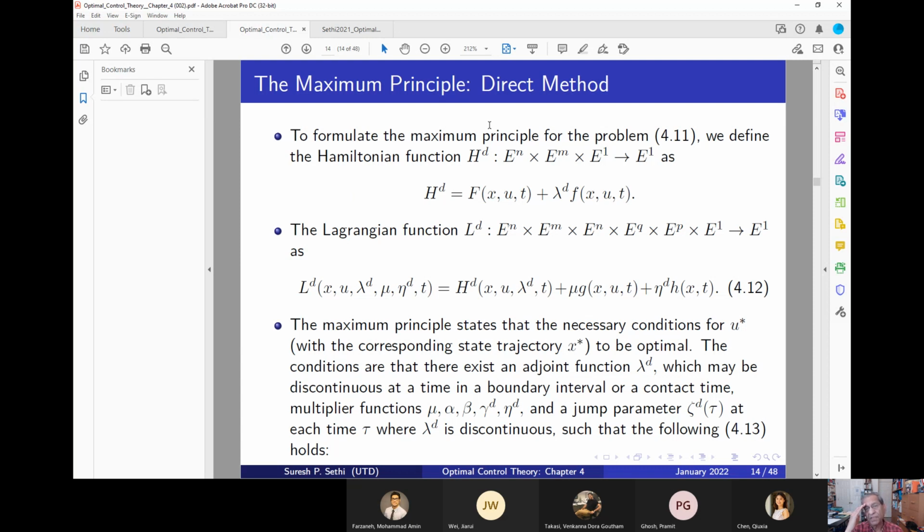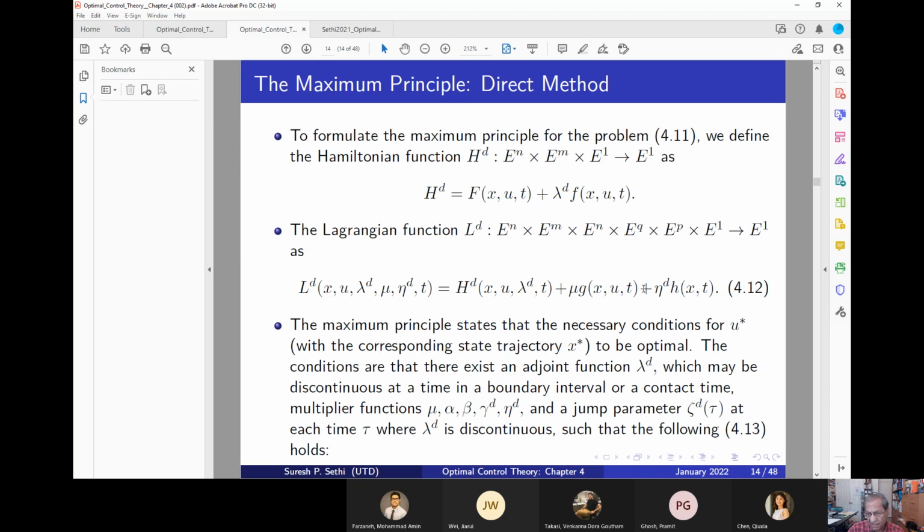Most of the examples that we will solve beyond this chapter 4 will use the indirect method. But it's better to begin the theory with the direct method. I'll tell you what I mean by that. So D is for direct. The direct Hamiltonian is exactly the Hamiltonian we are used to. And the Lagrangian is exactly the Lagrangian up to this point.